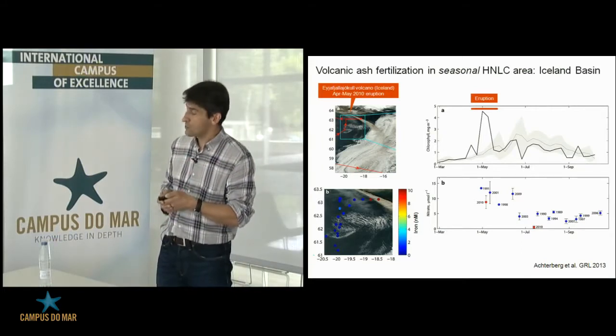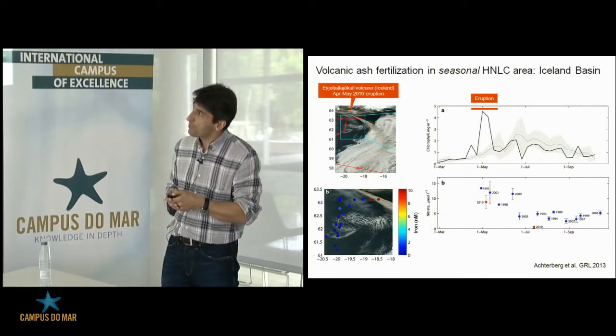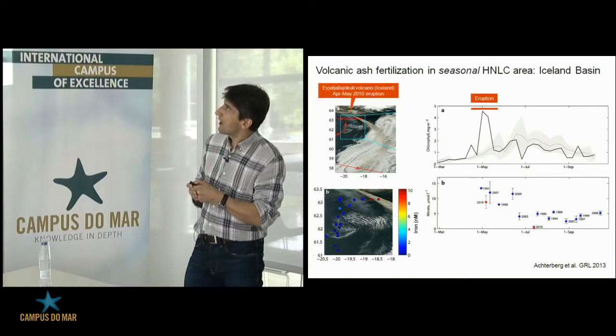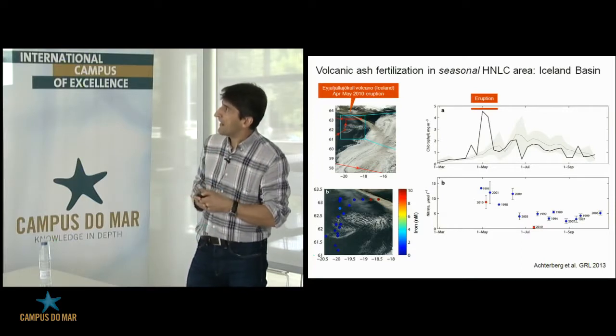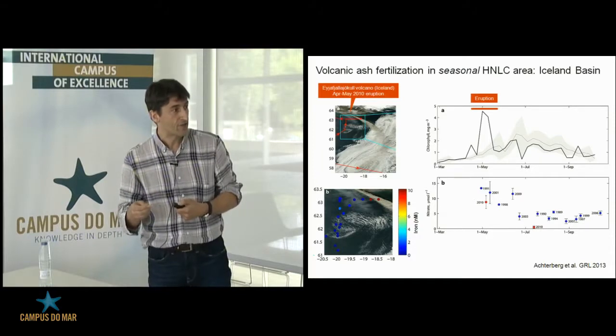So they were able to measure iron concentration, and you can see that underneath the plume, the ash plume from the volcano, you have a clear increase in iron concentration compared to regions that were not affected by the ash plume. And during the eruption there was an increase in chlorophyll concentration compared with the background climatological values. And again, if you look at the nitrate concentration, there was an additional consumption of nitrates that year.